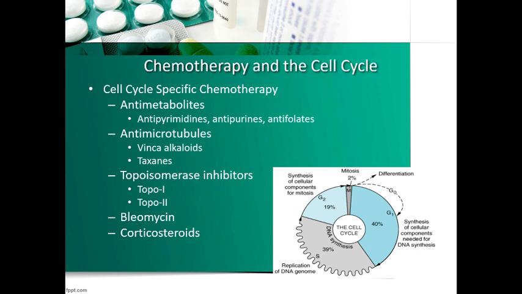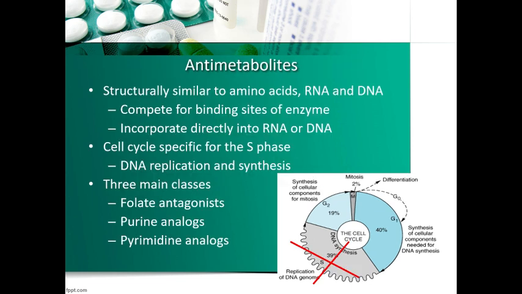All right, so the classes we have, major one, antimetabolites. We've got some antimicrotubules, we've got topo inhibitors, and then bleomycin. We won't talk about corticosteroids because hopefully you guys have a good understanding of those already. So antimetabolites work in the S phase. These are structurally similar to RNA and DNA, and so they compete for binding sites on certain enzymes, or they're so similar that they're incorporated directly into the RNA or DNA sequences. These work in the S phase, and we have those three major classes that we talked about.